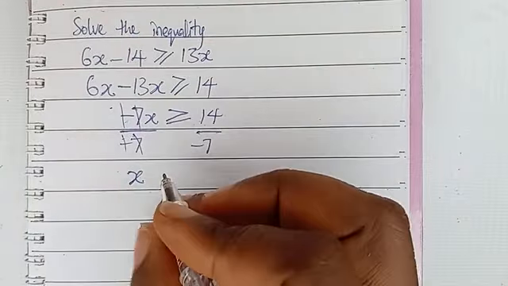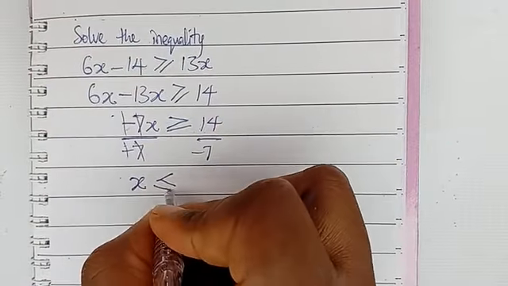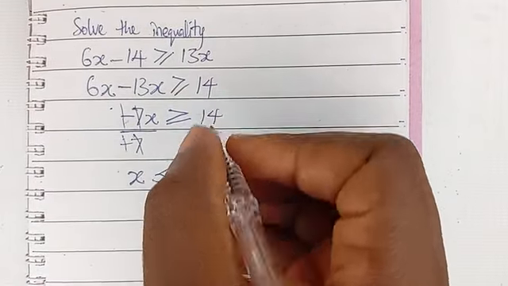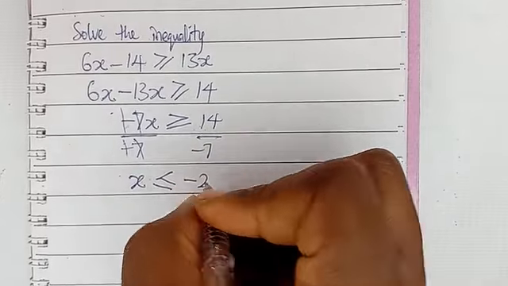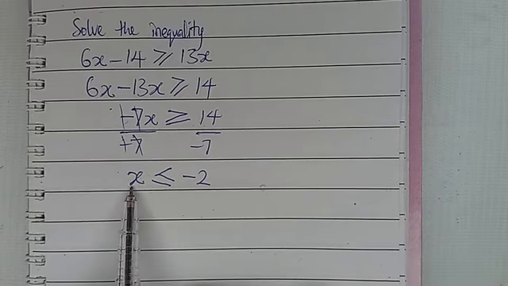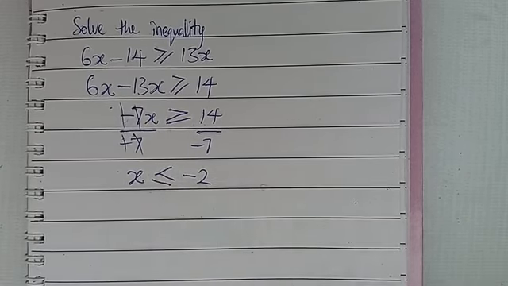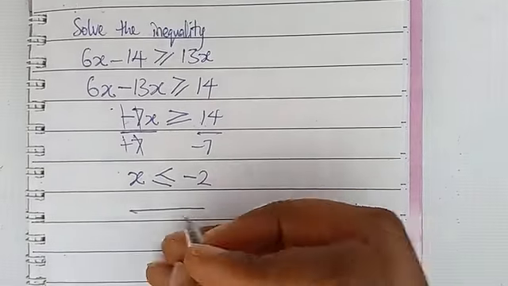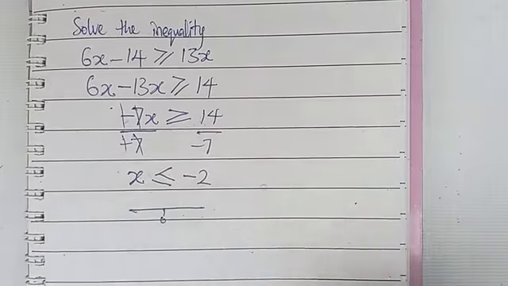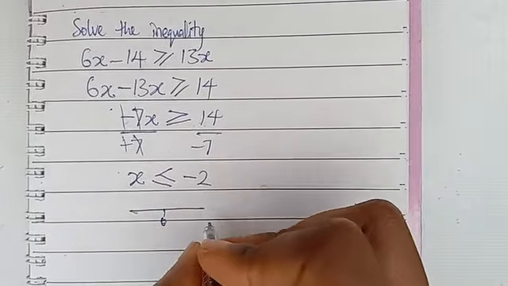Now this sign is going to be reversed. Instead of being greater than, it's going to now be less than or equal to. 14 divided by negative 7 is negative 2. So we have that x is less than or equal to negative 2. And on our number line, very easy to write. We have to indicate our 0. And then negative 2 is on this side of the number line.